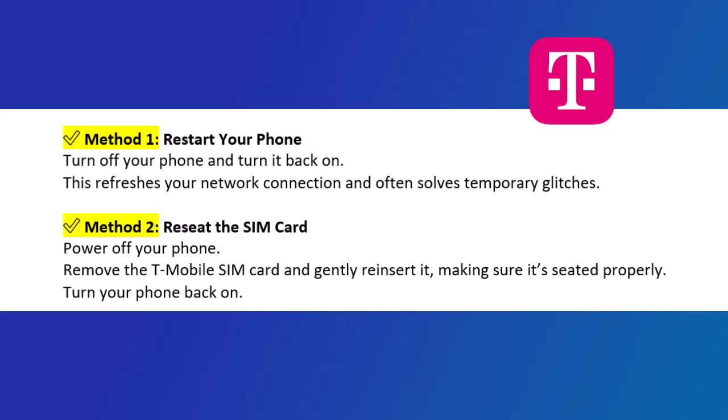Method 2. Reseat the SIM card. Power off your phone. Remove the T-Mobile SIM card and gently reinsert it, making sure it's seated properly. Turn your phone back on.